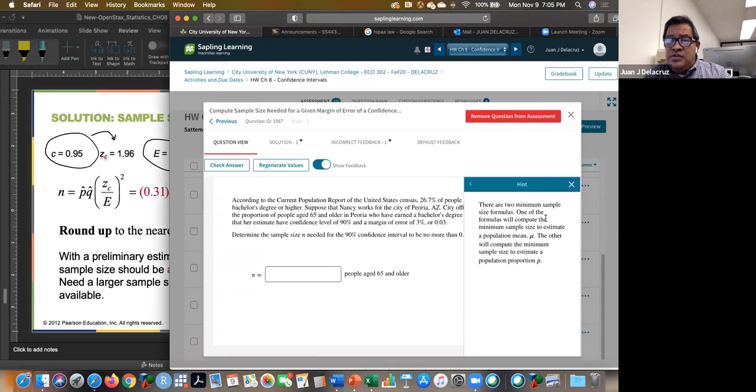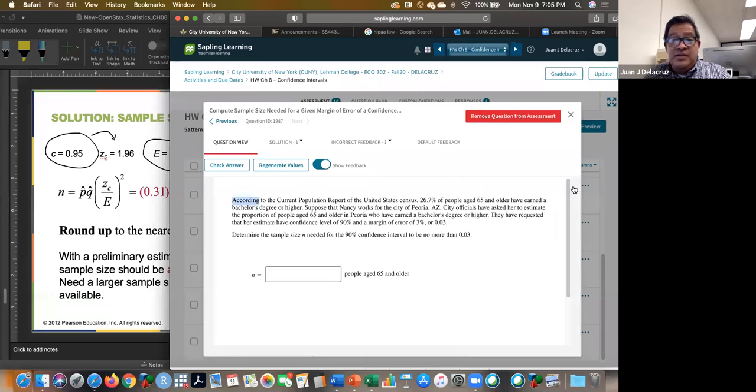So there are 2 minimum sample sizes. One of the formulas will compute the minimum sample size of the population mean, but this is not the population mean. The other will compute the minimum sample size to estimate a population proportion. That's the hint that you get, right? So let me see my own.